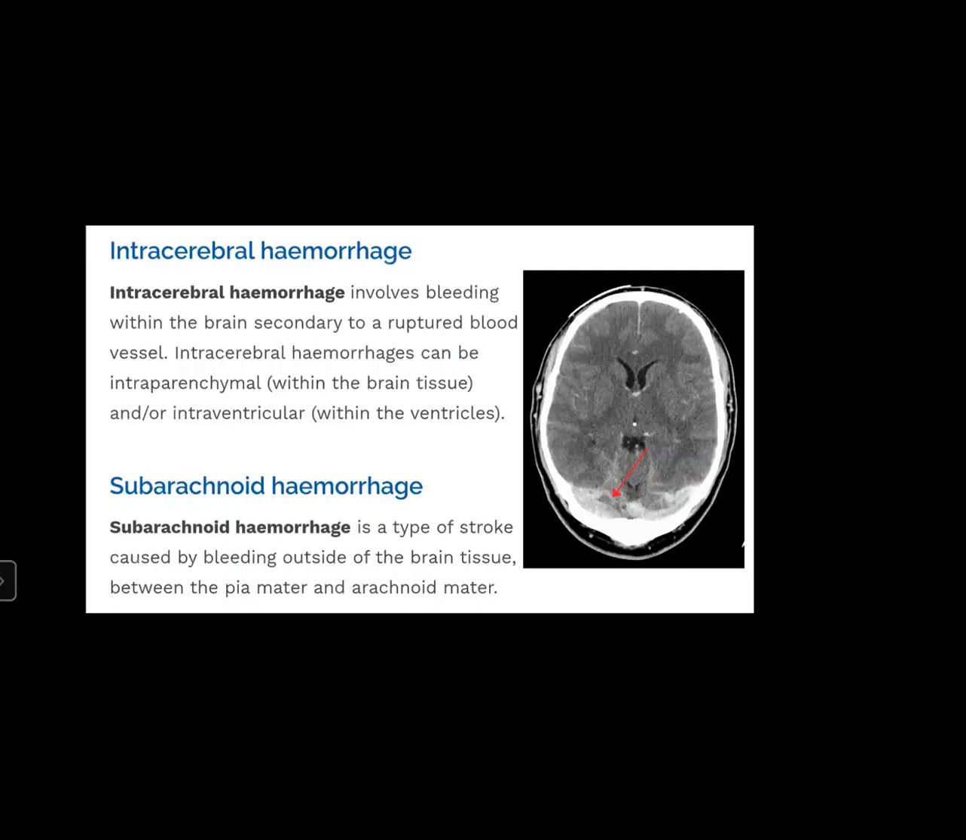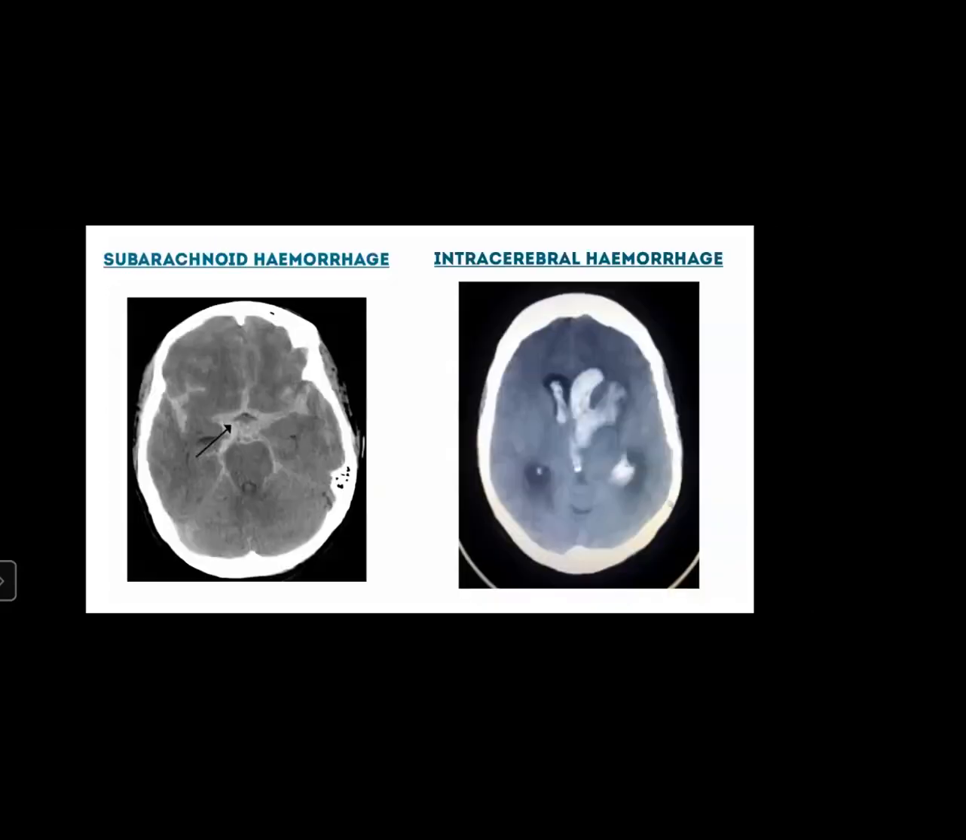The second one, subarachnoid hemorrhage, is a type of stroke caused by bleeding outside of the brain tissue, between the brain matter and the arachnoid matter.